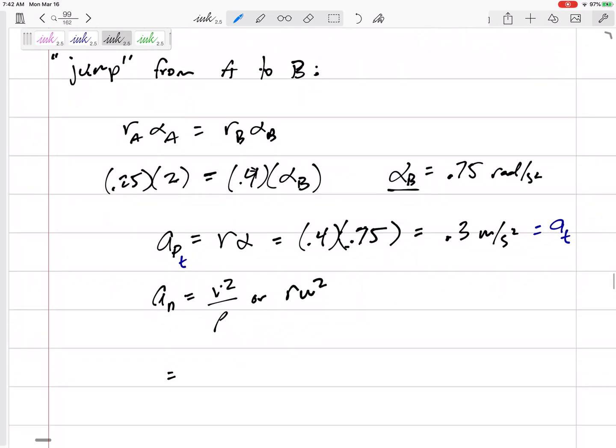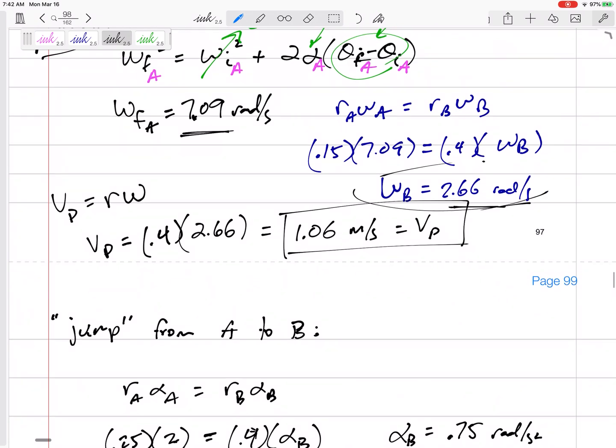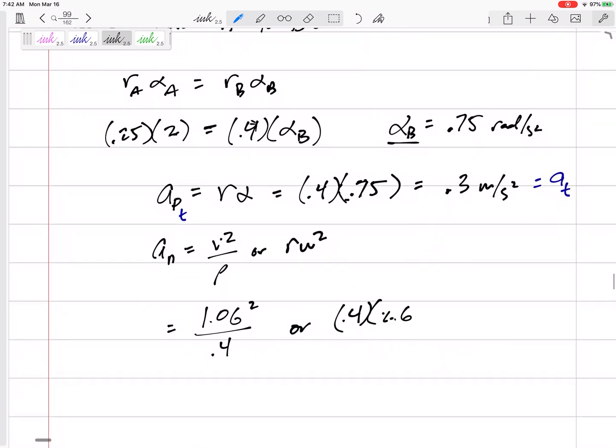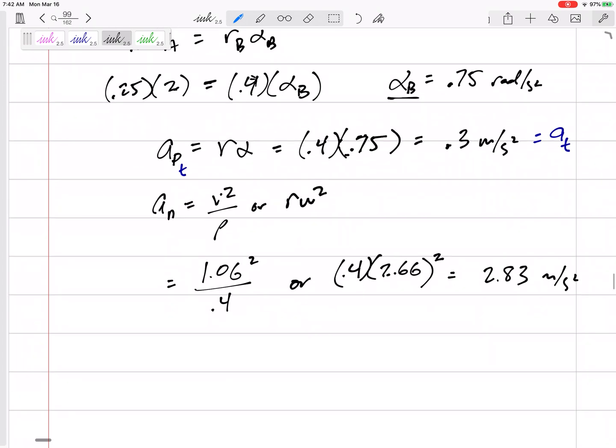Let's see if we could use either of these. We already found the velocity of P, 1.06. So I could do 1.06 squared divided by 0.4. Or I could do R omega squared. What was omega? If we go back to our notes, 2.66, 2.66 squared. Either of those, we'd get 2.83 meters per second squared. So that is the normal acceleration at point P.